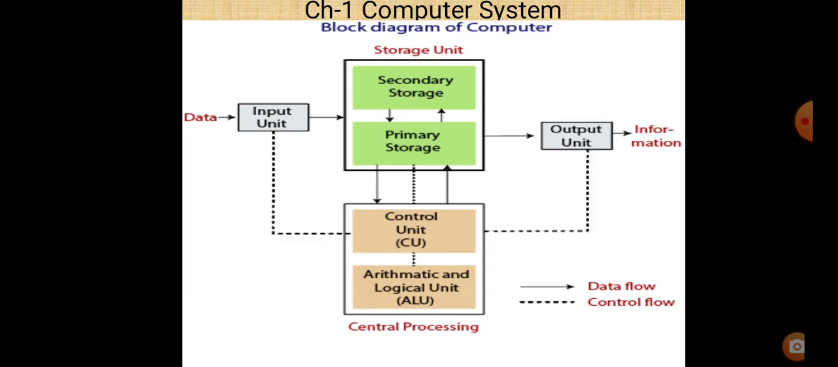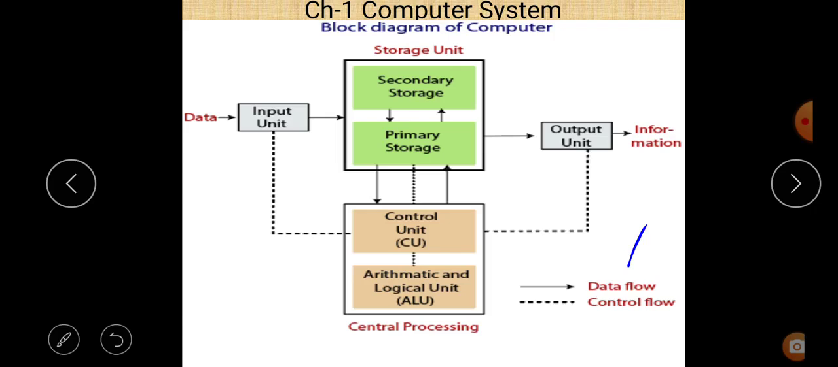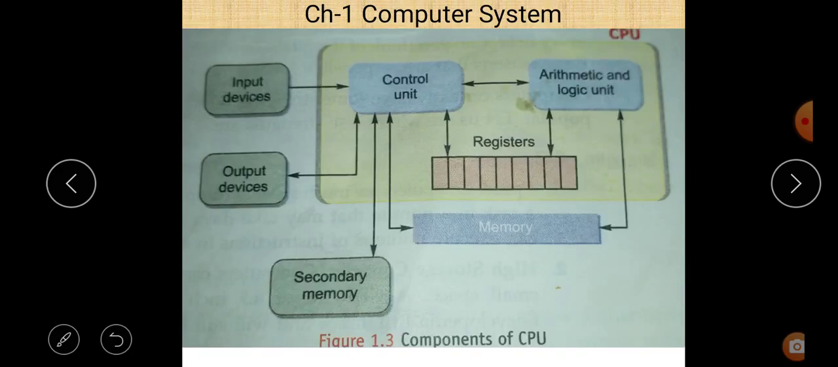So basically in this diagram there are two different types of lines. The first represents data flow, as you can see on the screen, and the dotted line represents control flow, and all dotted lines belong to the control unit. So the control unit, as we know, controls the entire operation of a computer system. These are the components of a CPU.